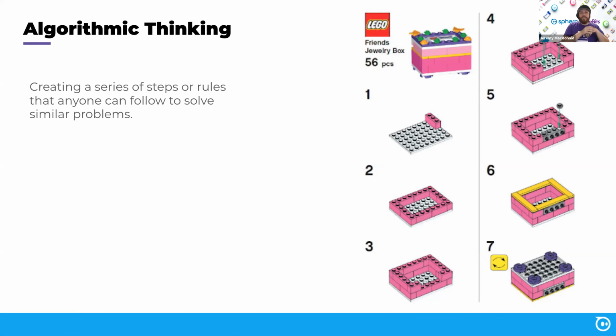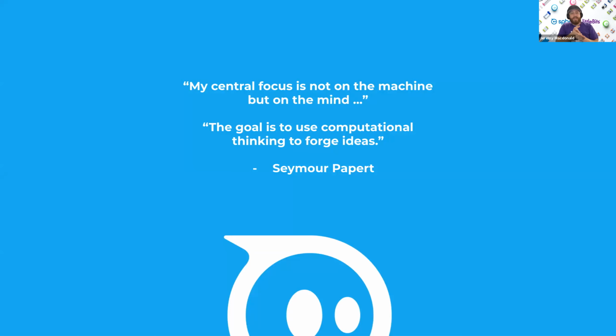Real quick, just a little quote by one of my favorite educators and people that really think about thinking, Seymour Papert, which is, "My central focus is not on the machine, but on the mind. And the goal is to use computational thinking to forge ideas." So as we begin to look at computer science, the focus isn't on the computer, it's not on the programming, it's focusing on our minds and being able to develop those skills and that intuition and those abilities that allow us to put ideas together to find solutions.